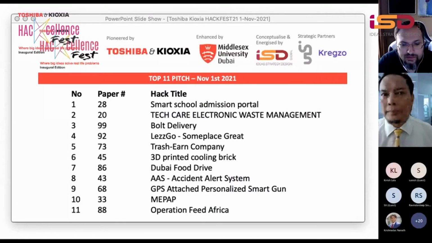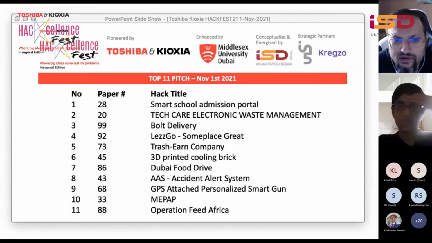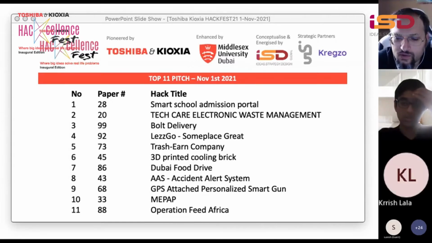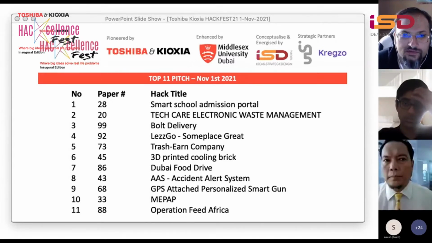So, Krish, it'd be great to understand how you are planning to monetize the whole process. Like, what are you going to charge, and who are you going to charge for this thing?